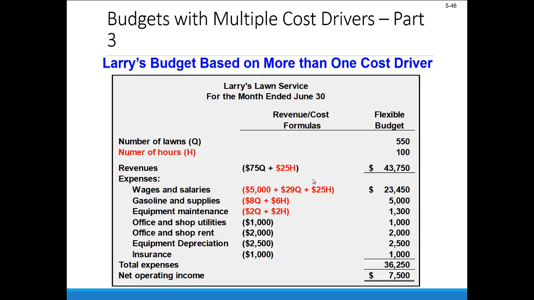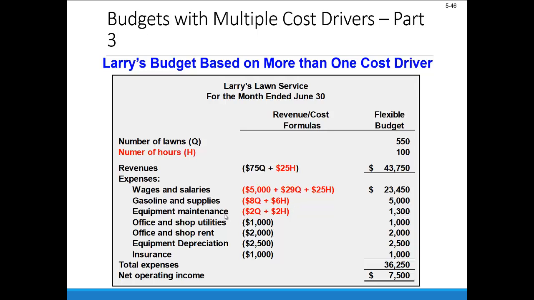Now his revenue, he's projecting at $75 per lawn plus $25 an hour for the edging. So he's going to bill the customers separately for that because different people have different needs as far as edging, and they're not going to want to pay maybe a flat rate. Same thing with expenses. Wages and salaries is now $5,000 plus $29 per lawn plus $25 an hour for edging. Gas and supplies, $8 per lawn now plus $6 per hour spent for the edging. So the gas trimmers are burning off gas, hour by hour.